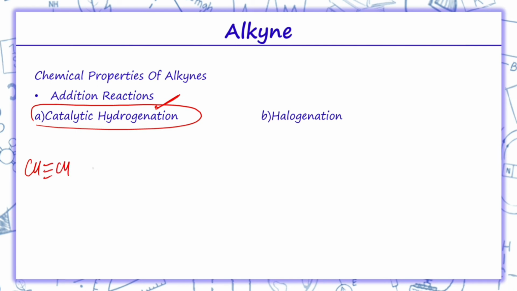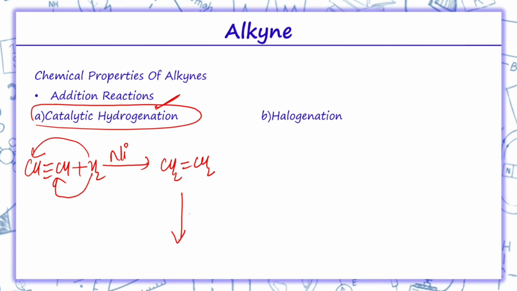So CH triple bond CH, if hydrogen is added to it in presence of nickel, hydrogen will join with the first carbon, hydrogen will join with the second carbon, thus we will get CH2 double bond CH2. If hydrogen is added again, we will get alkane.